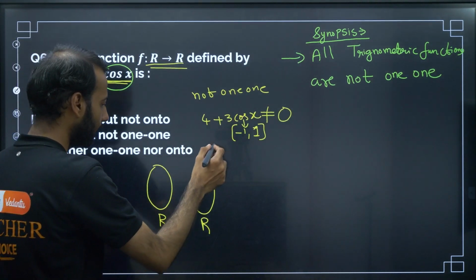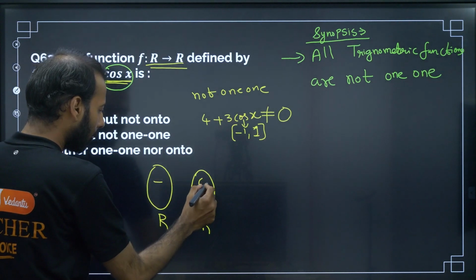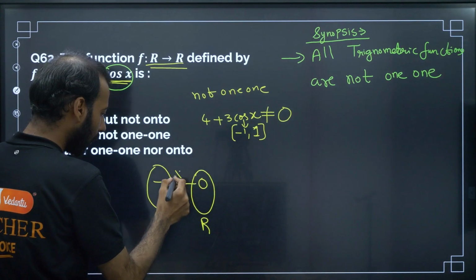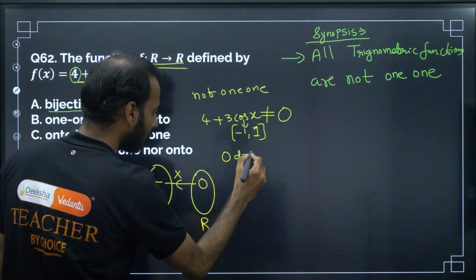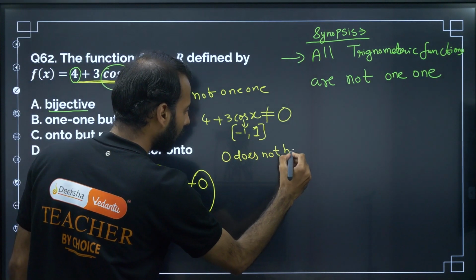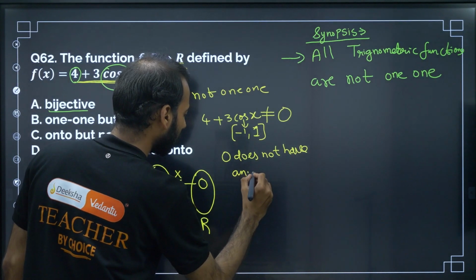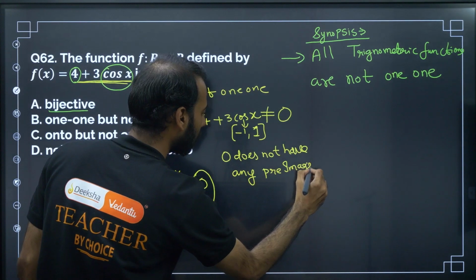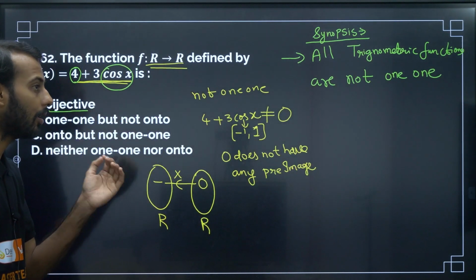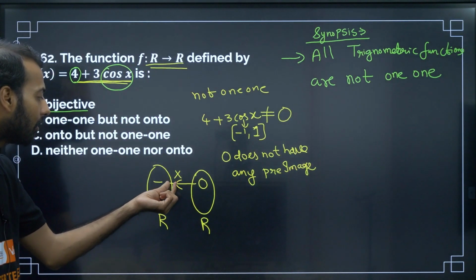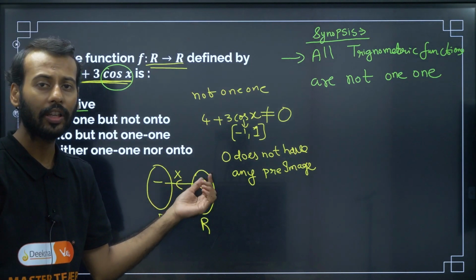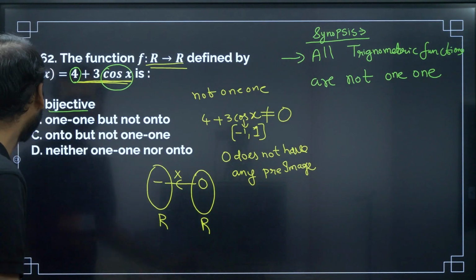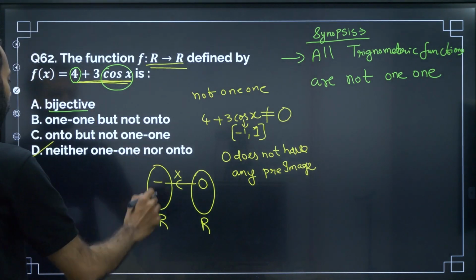That means for any input, 0 does not have any pre-image. So if 0 does not have any pre-image, there is one element which has no pre-image. If any one element is not having a pre-image, then it is not onto. So this is neither 1-1 nor onto is the answer.